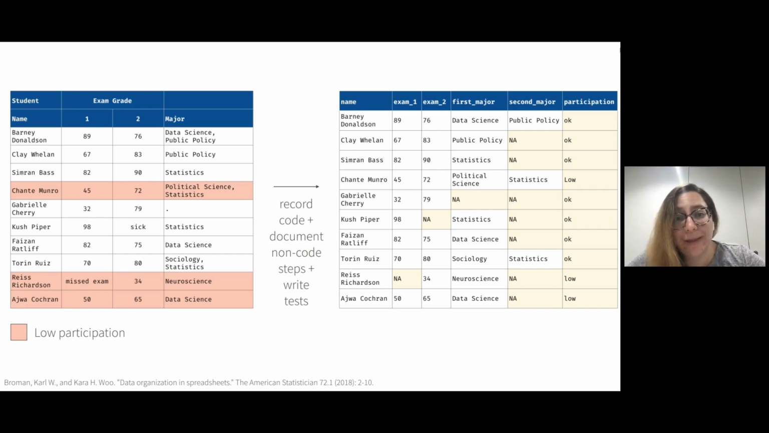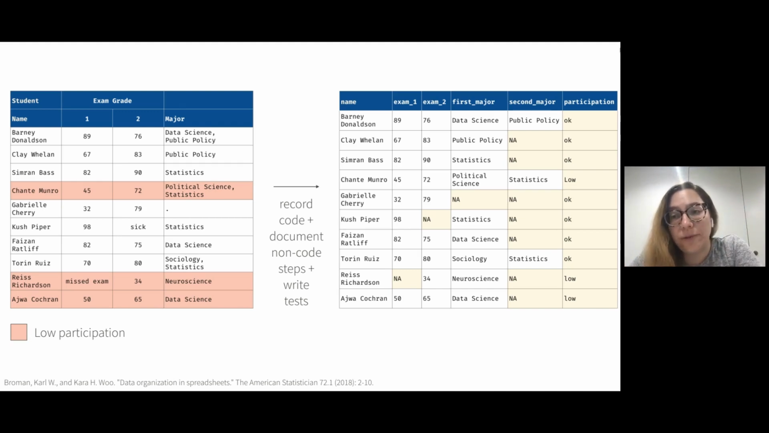So what are some code steps that I've done here? I've actually split that major column into first and second major so that they don't need to be treated as text strings, but I can actually use them as categorical variables. I've replaced all the different ways that I've said some information is not available with an NA, so those can be excluded from certain sorts of analyses. And then I've done one manual step as well. I've actually, as a human, gone through the coloring of the rows and coded people in a new column called participation is okay or low.